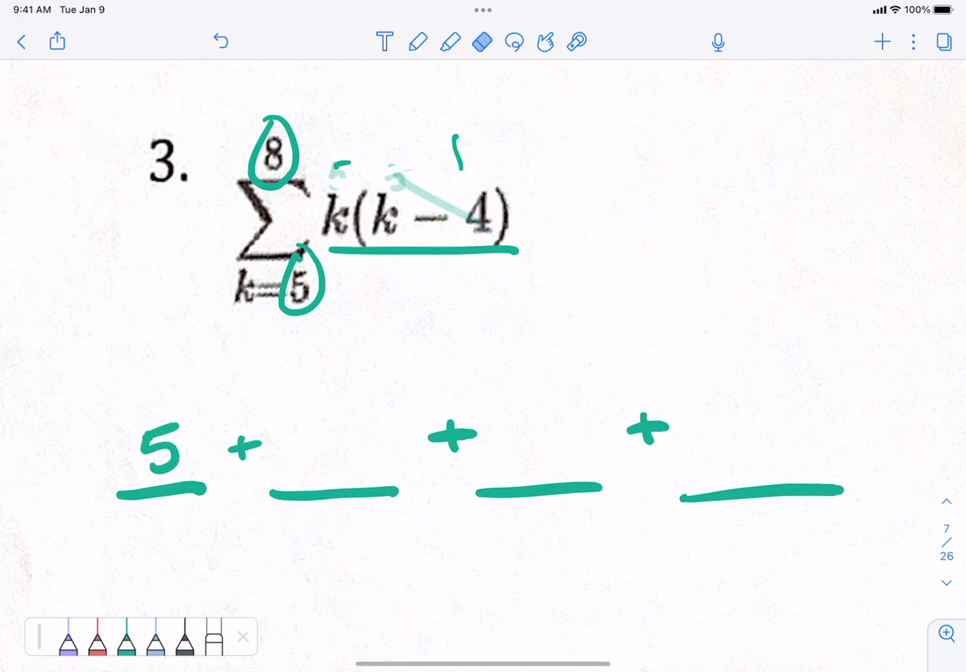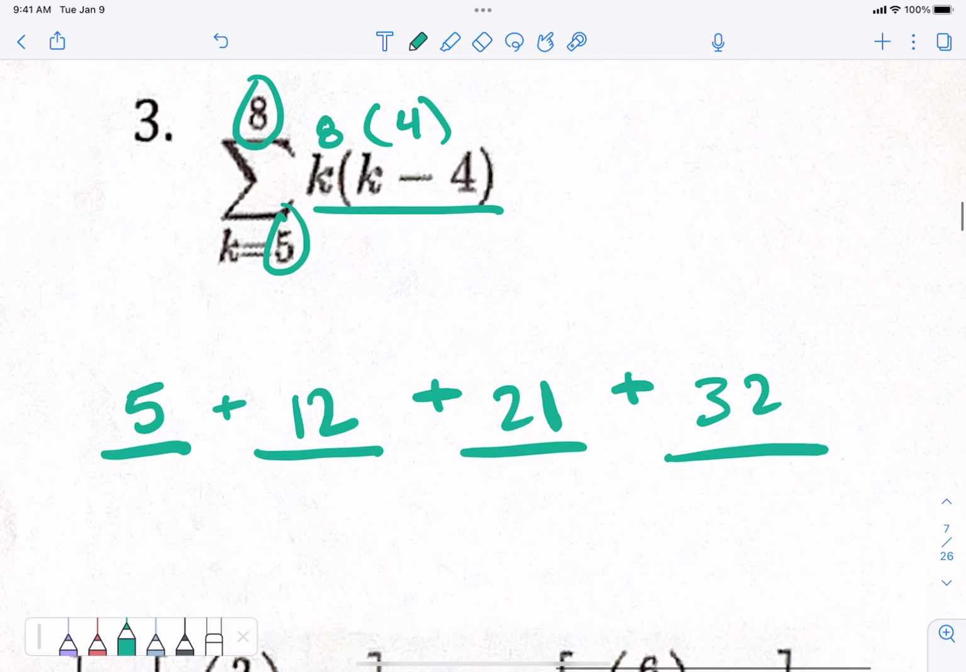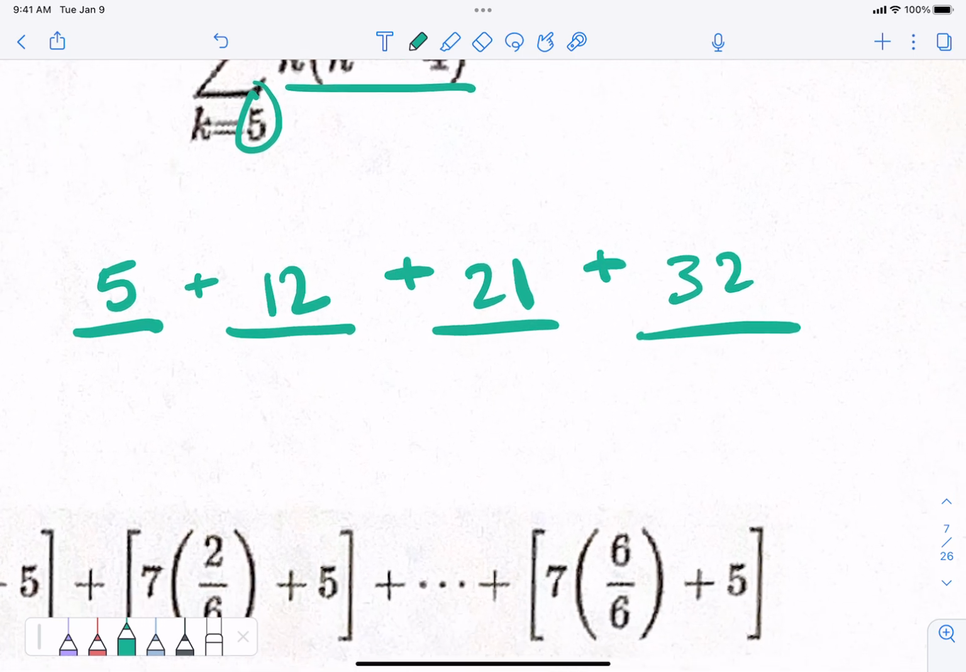Now we're going to plug in 6. So we get 6 times 6 minus 4, which is 2, so 6 times 2 is 12. Then we do 7. That'll be 7 times 3, which is 21. Now we're plugging in 8. That would be 8 times 4, which is 32. And we just add them all together. So you're just plugging numbers in over time.